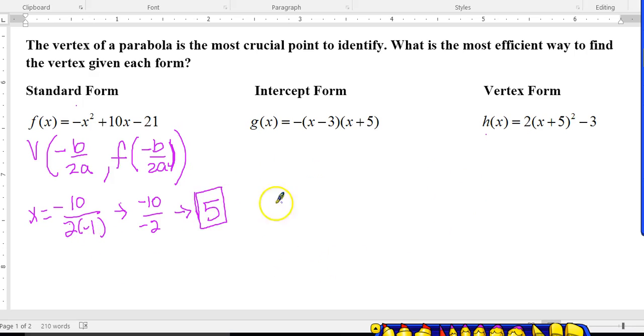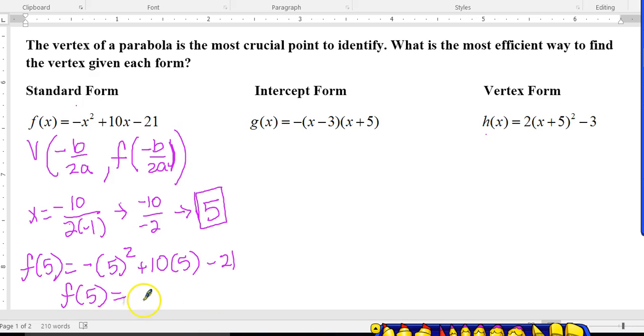And then to find my Y coordinate, I plug it in to the equation to find my Y. So the opposite of 5 squared plus 10 times 5 minus 21. You have a calculator, you plug that in so you don't make mistakes. I'm going to go ahead and just give you the answer. The answer is 4 this time. So in this situation, your vertex is at 5, 4.